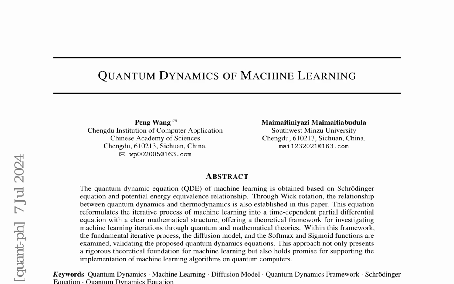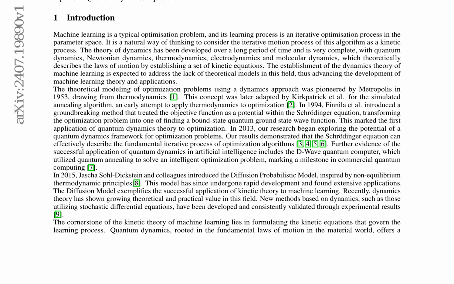Machine learning is viewed as an optimization problem, akin to a kinetic process, drawing inspiration from the theory of dynamics, encompassing quantum dynamics, Newtonian dynamics, thermodynamics, electrodynamics, and molecular dynamics. The author's research explores the potential of a quantum dynamics framework for optimization problems, demonstrating the effectiveness of the Schrödinger equation in describing the iterative process of optimization algorithms.